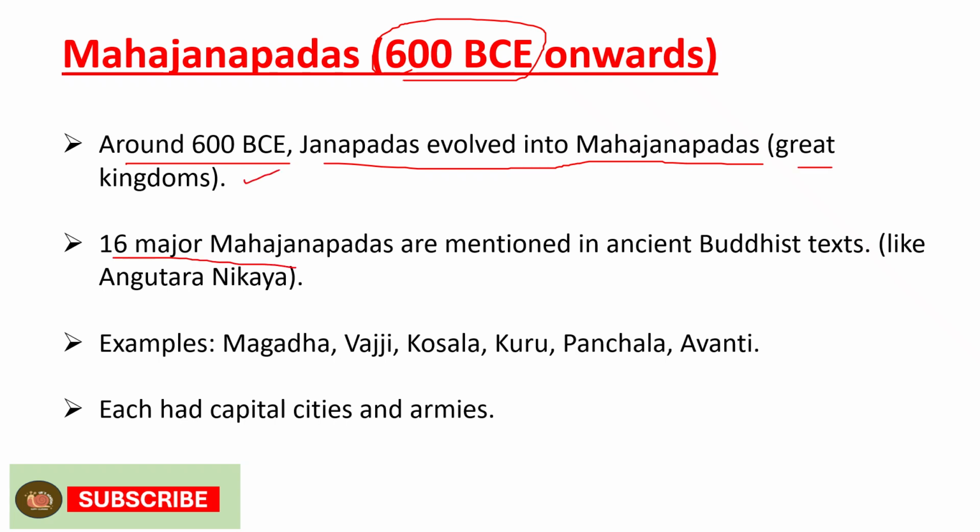Then 16 major Mahajanapadas were mentioned in ancient Buddhist texts like the Anguttara Nikaya. Examples of Mahajanapadas are Magadha, Vajji, Kosala, Kuru, Panchala, Avanti. These are examples of Mahajanapadas. Each had a capital city and armies. Janapadas did not have capital cities and their own army, but Mahajanapadas had capitals and armies.